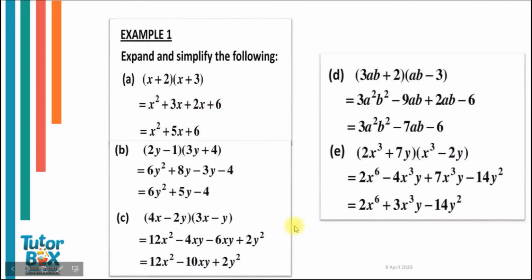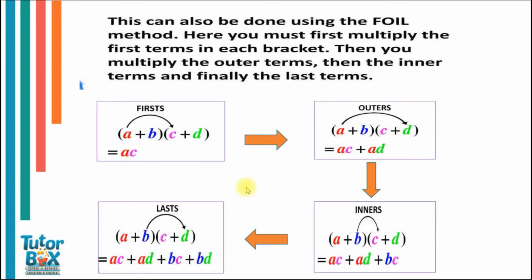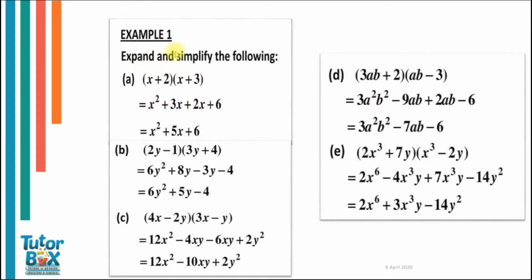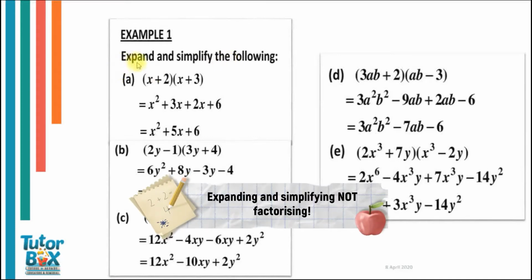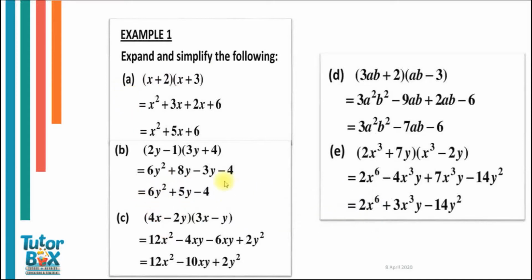Okay. Right. So using this method, let's just quickly look at some examples, right? So it says expand and simplify the following. So we have x plus 2, x plus 3. So guys, please note we are expanding and simplifying. We're not factorizing. So when they say expand and simplify, they basically mean simplify it until you get an answer that doesn't have any brackets. And then when they say factorize, they mean put it back into the brackets.